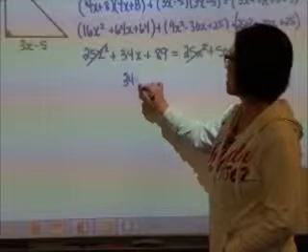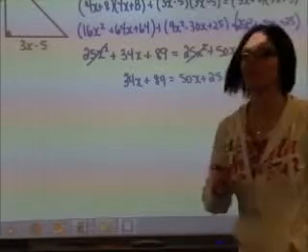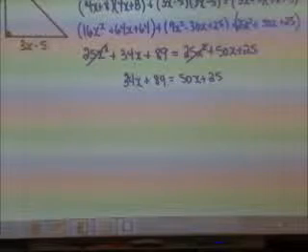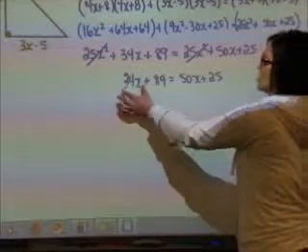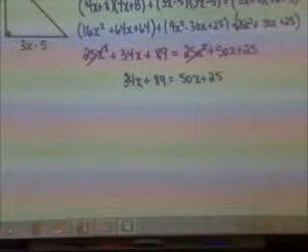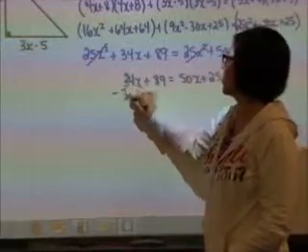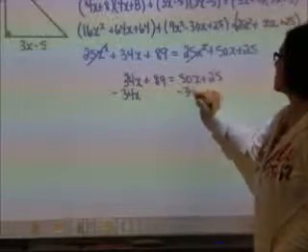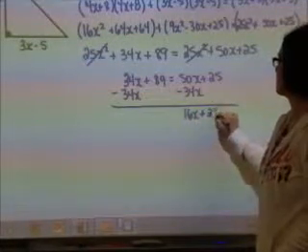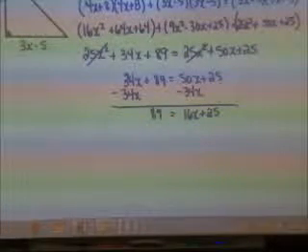So now I have 34x plus 89 equals 50x plus 25. My goal is to get x by itself. So I need to move one of these two x terms. Which one do I want to move, the 34 or the 50? Okay, so how do I move the 34? Take 34 away. 34x is away. So what is 50x minus 34x? Now what? Subtract 25. Okay.